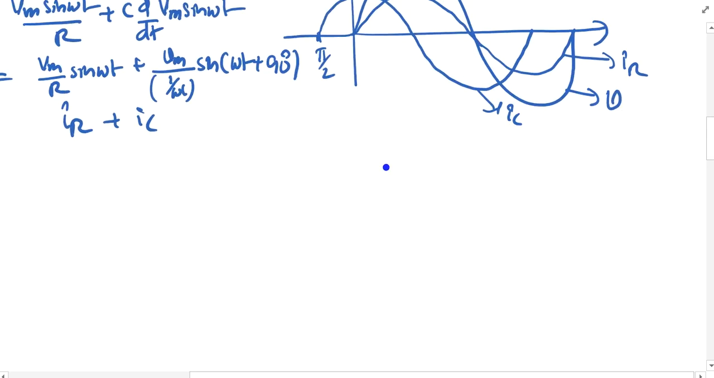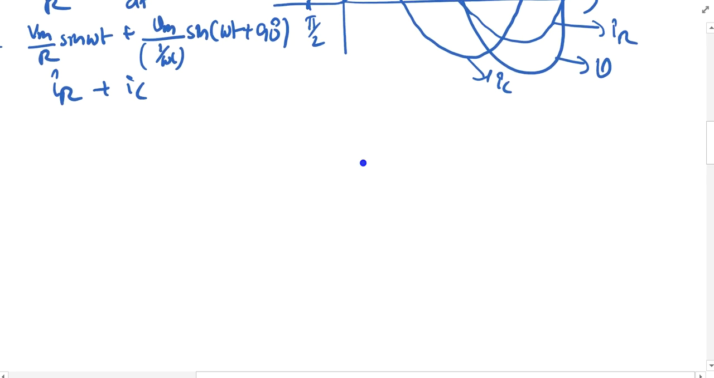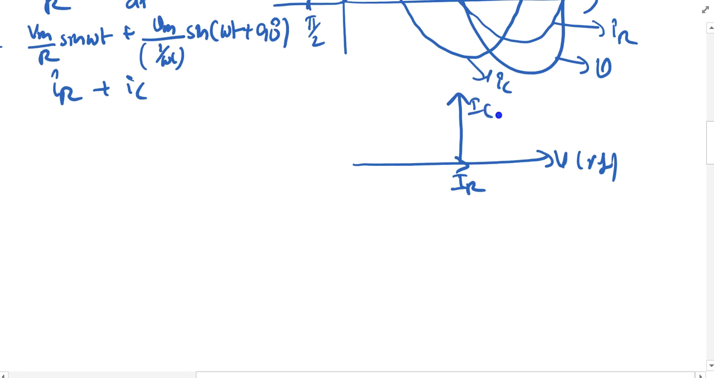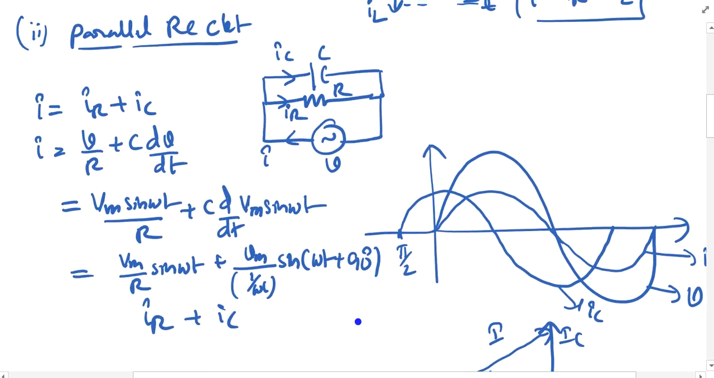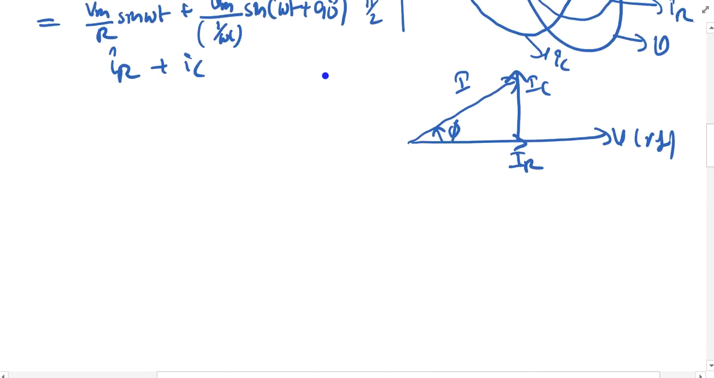And if you see the phasor diagram for this, then with V as the reference, this is my IR, this is nothing but my IC, and this is nothing but my I. So this is what we are trying to get, the phase angle. This is one of the analyses you can do for your parallel RC circuit.